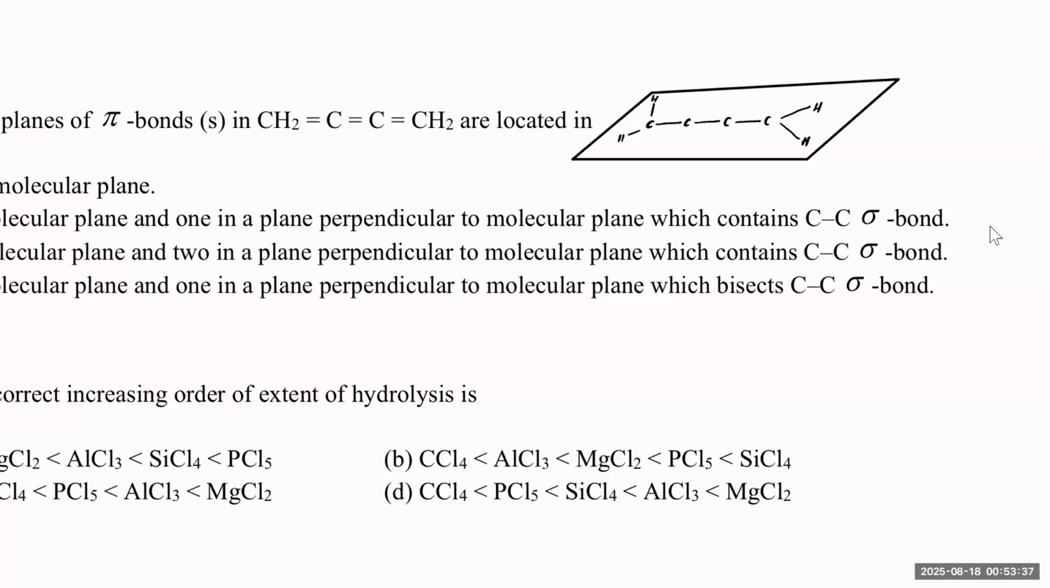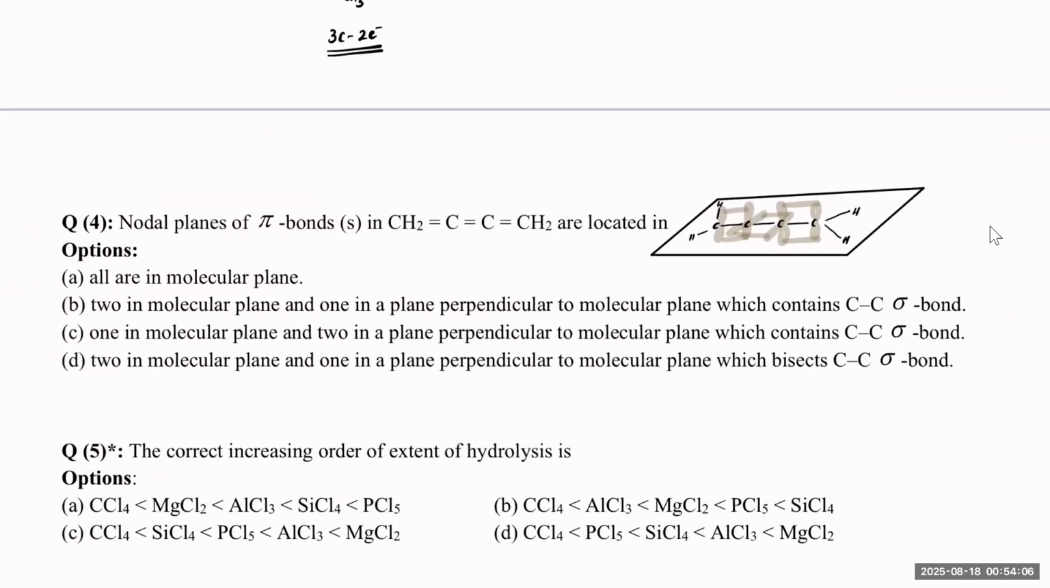Let me show you with the glass here, like this. Between these two, there is one pi bond which is above and below the plane, and there is one pi bond here which is on the plane, and there is one pi bond here which is again above and below the plane, like this. This is how the pi bonds are, everybody. Okay.